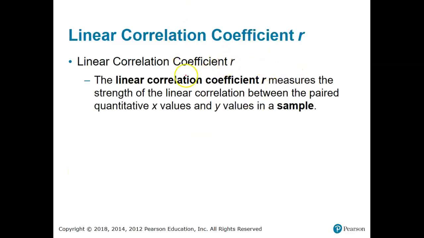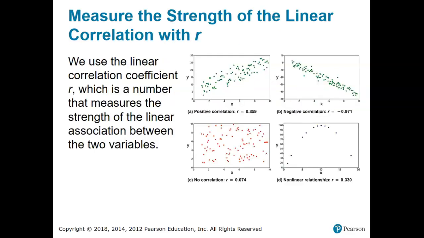So this R is called your linear correlation coefficient, and like we mentioned, it measures the strength of the linear correlation between the paired quantitative X values and Y values in a sample. So it's an indication of how much they are correlated between the two, the strength of that correlation.